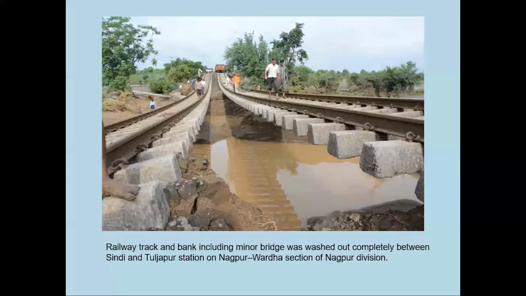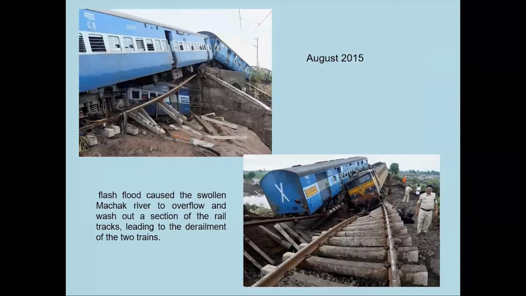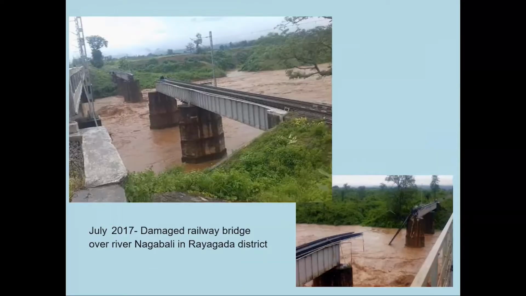So these are the photographs which show that because of a higher discharge than our design discharge, the bridge or its abutments have been swept away, and caused accidents also. Here the bridge, the entire one span, has washed away.